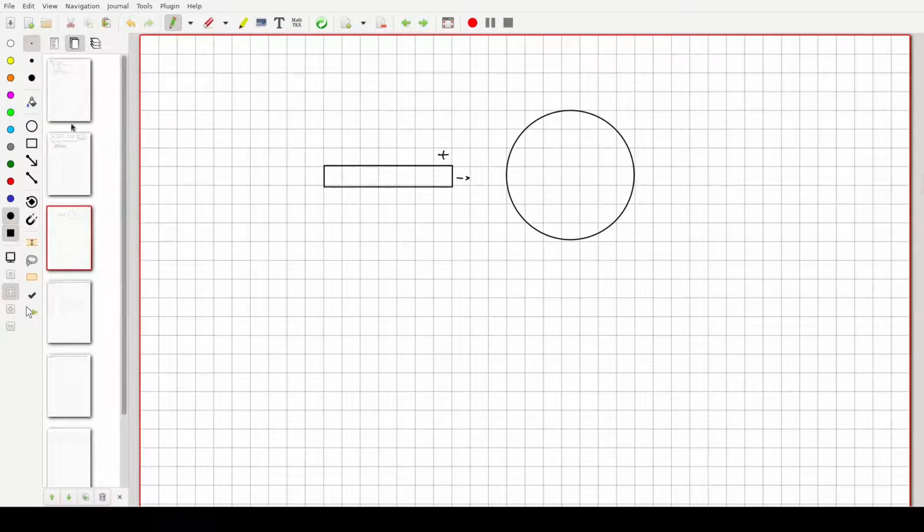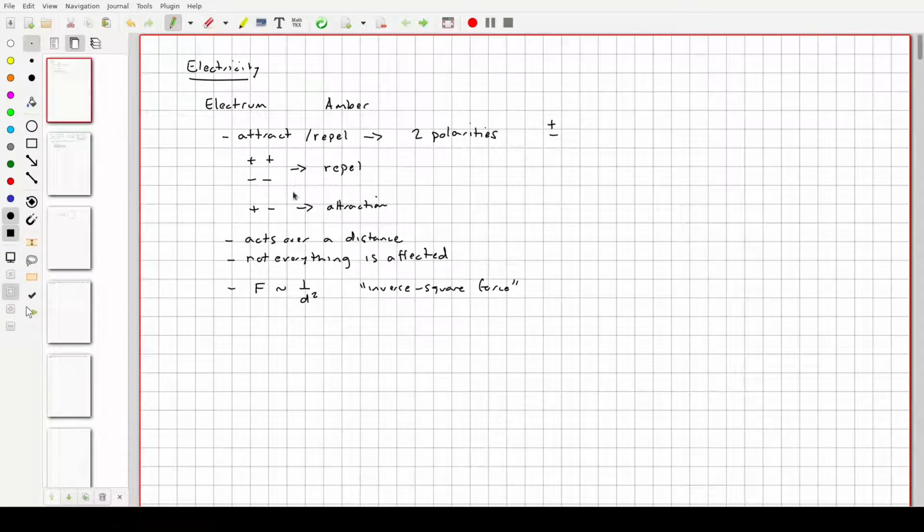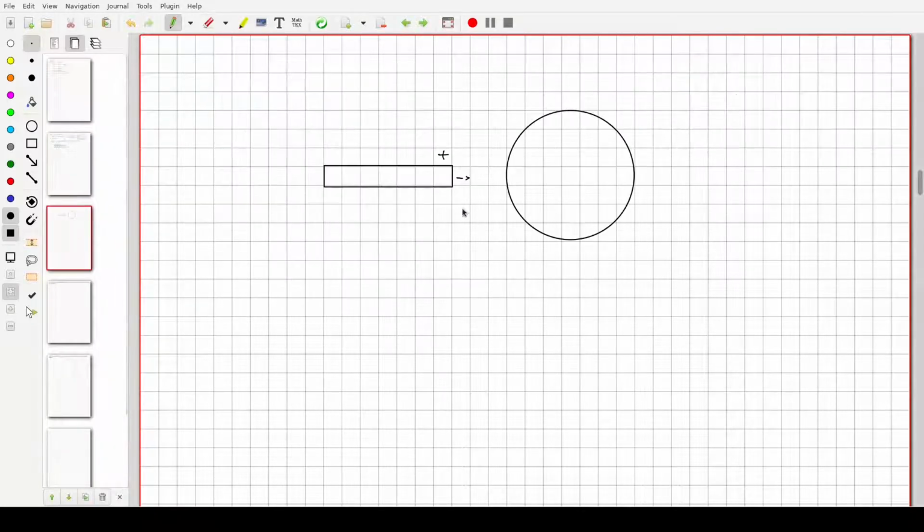And what you do is you get this thing close to it. Now, if you remember the properties of our force, like charges repel, opposite charges attract. This force acts over a distance. Not everything is affected, and the force looks like 1 over the distance squared. So here, when I get this positive thing close to this piece of cork, any negatives that are sitting inside here that are free are going to want to be attracted to it.